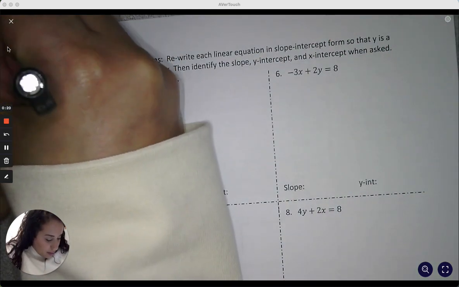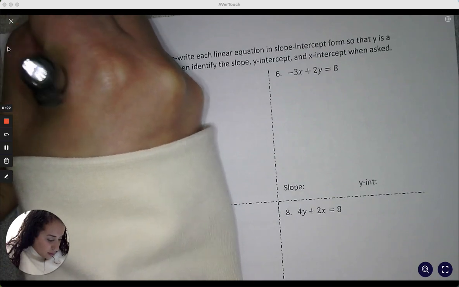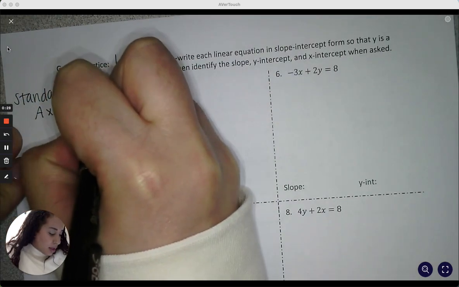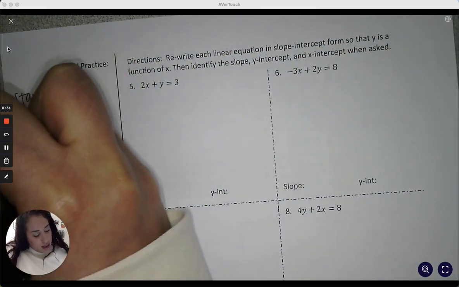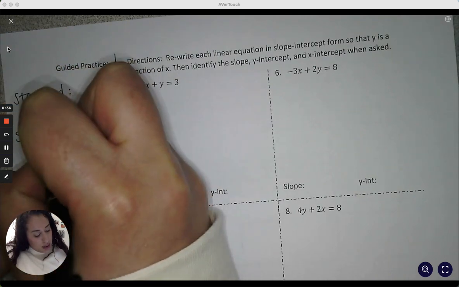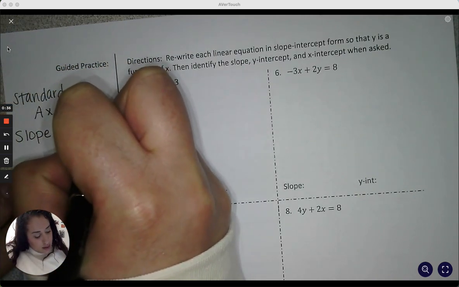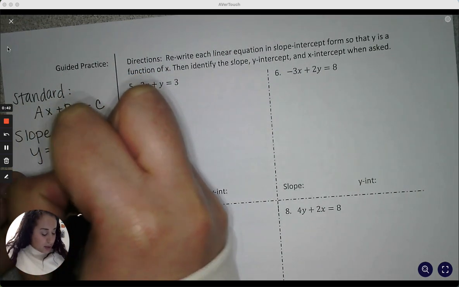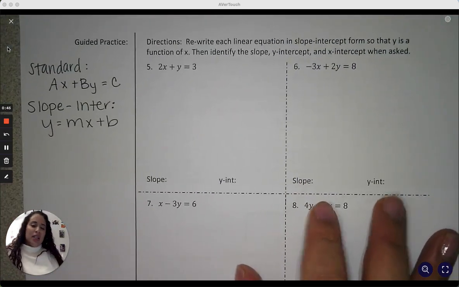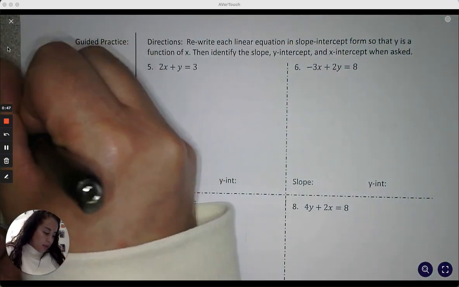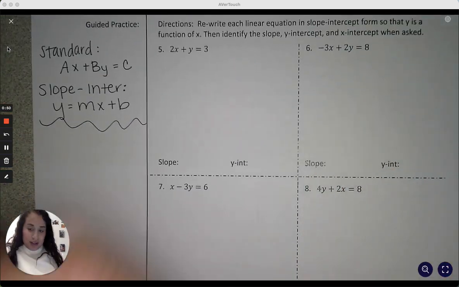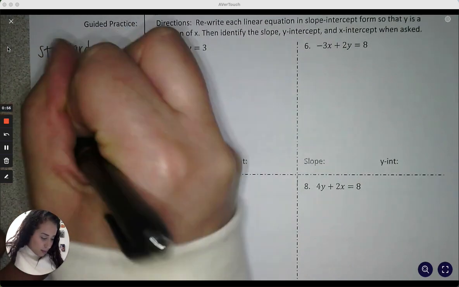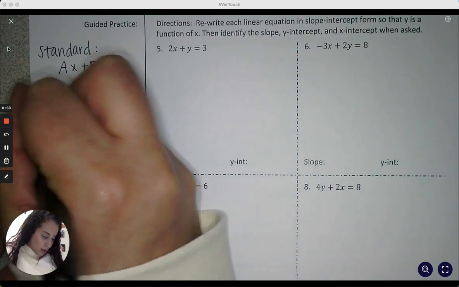standard form is ax plus by equals c, and slope-intercept form is y equals mx plus b. Okay. And reminder, we kick out our x, divide up our stuff.